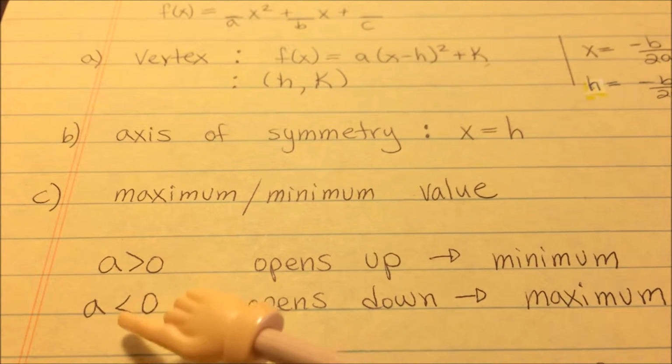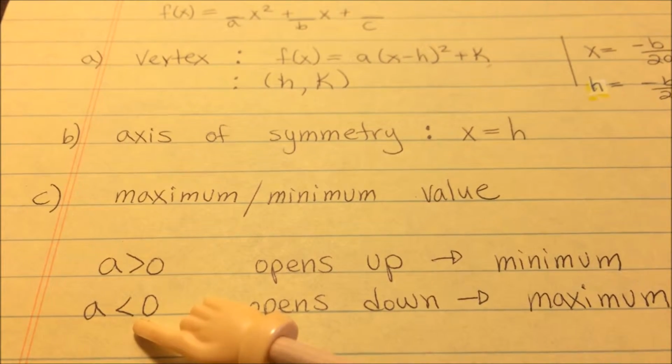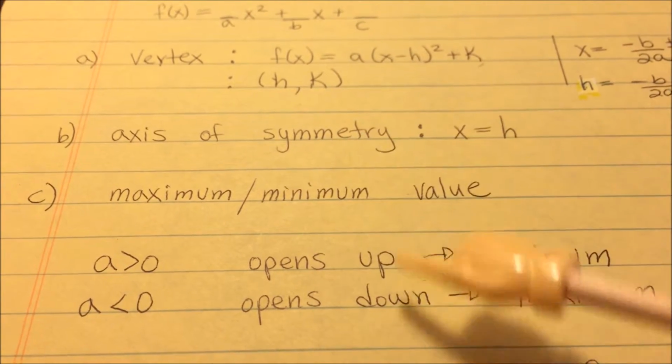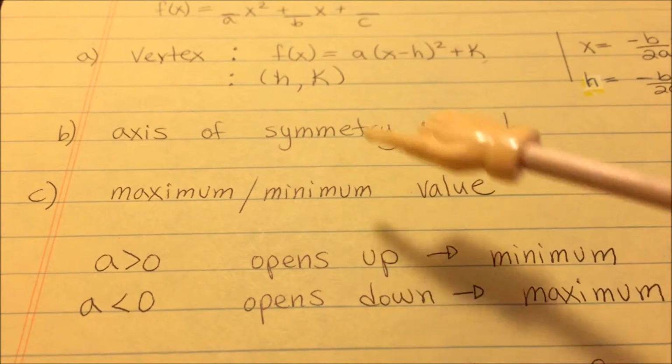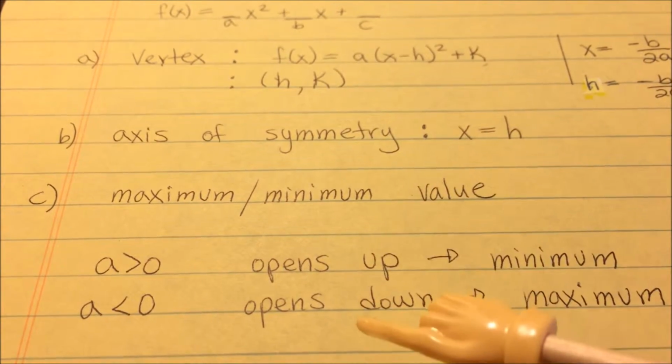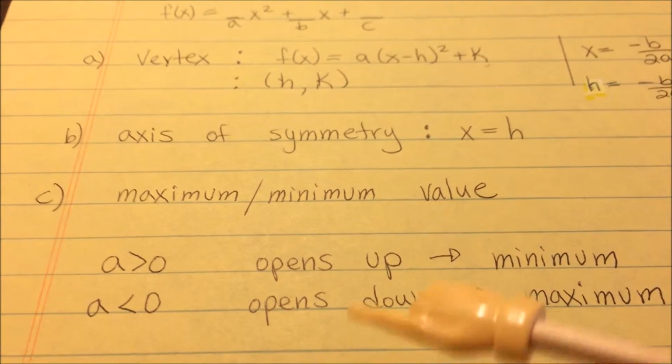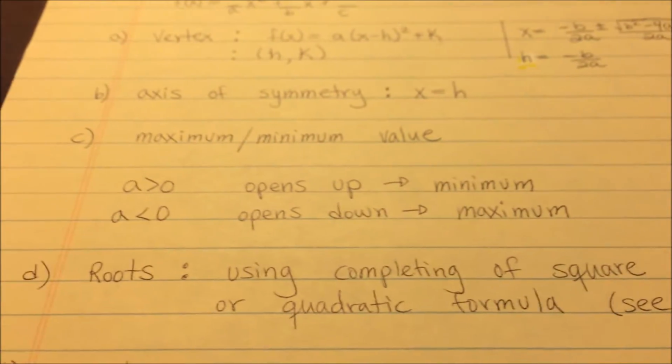If the a is less than 0, meaning it's a negative, the parabola is going to open downwards, right? And if it opens downwards, then you're going to have a maximum point on your vertex. Okay? Next one we're going to find is the roots.